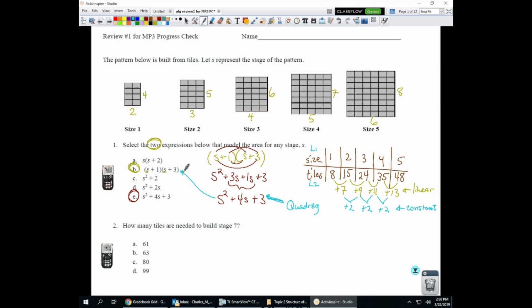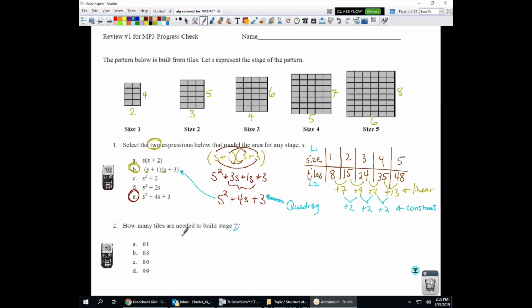Okay. So how many tiles, number 2, how many tiles are needed to build stage 7? If you set up a table, like we just now did, you could just extend that 2 places and you'd get to stage 7. That would mean add 15 and then add 17. Since we have formulas, though, and we're going to assume that you're pretty confident in the formulas you chose at number 1, we would just substitute 7 in for the s or x or whatever the variable is.